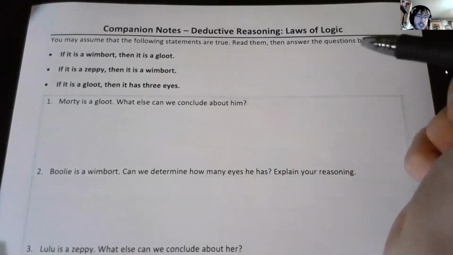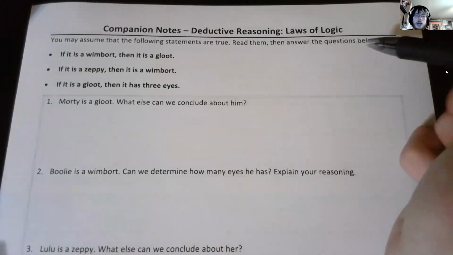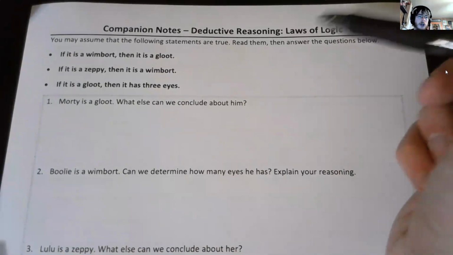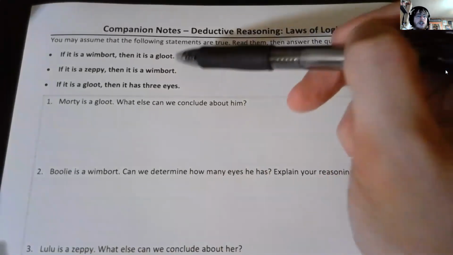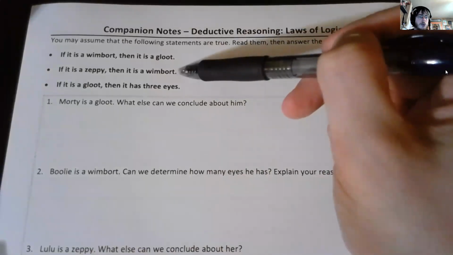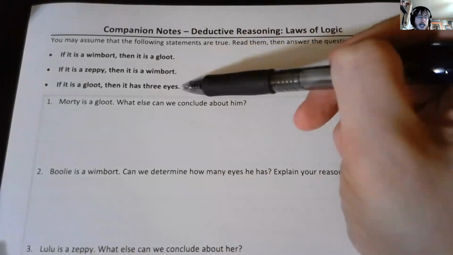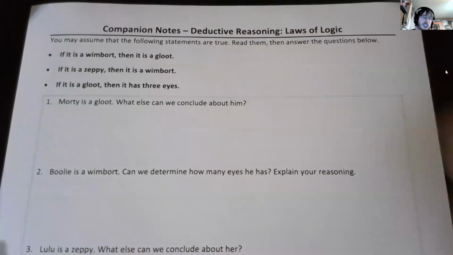It says you may assume that the following statements are true. Read them, then answer the questions below. Our first statement is, if it is a Wimbort, then it is a glute. If it is a Zeppi, then it is a Wimbort. If it is a glute, then it has 3 eyes. The first thing is, it says Morty is a glute. What else can we conclude about him?